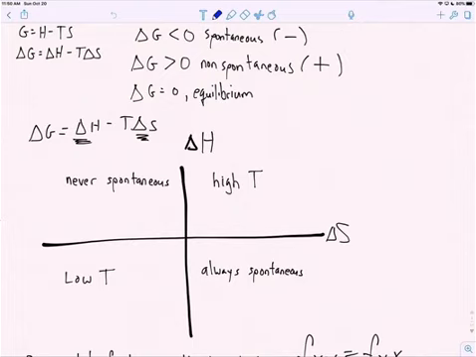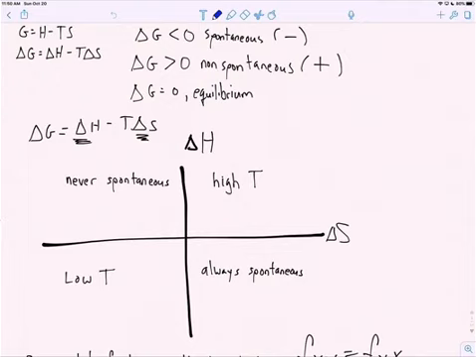Okay, but what does this mean for delta G, which is delta H minus T delta S, being positive or negative? So I've made a chart, with delta H on the y-axis and delta S on the x-axis. In the bottom right quadrant here, it's always spontaneous. Delta H is negative, delta S is positive, so then that T delta S term will always be negative. So in this quadrant, things are always spontaneous.